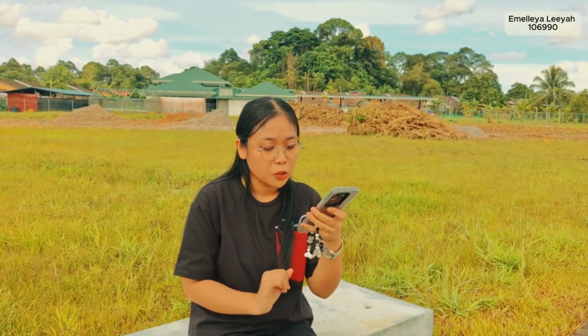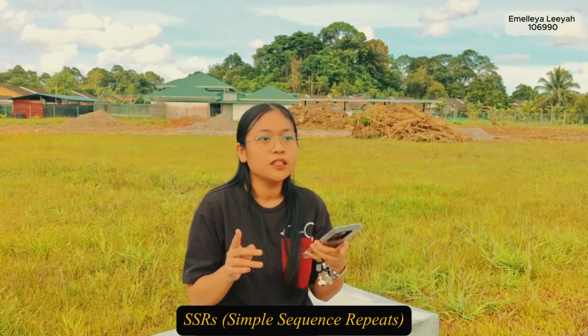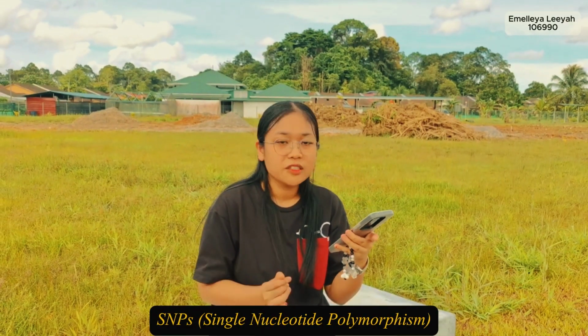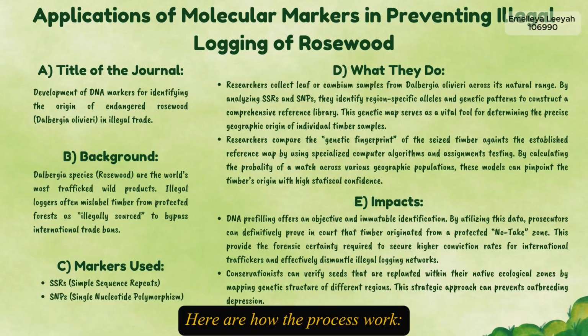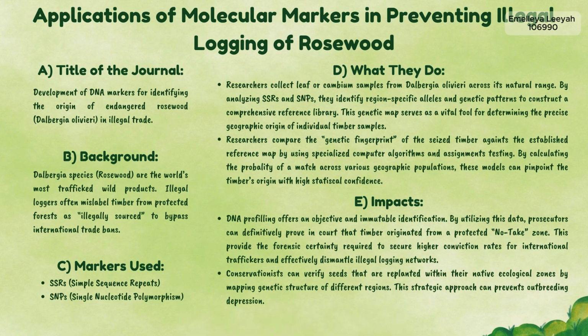Researchers use molecular markers such as SSR, simple sequence repeat, and SNP, single nucleotide polymorphism. Here is how the process works. Researchers collect leaf or cambium samples from Dalbergia oliveri across its natural range. By analyzing SSR and SNP, they identify region-specific alleles and genetic patterns to construct a comprehensive reference library. This genetic map serves as a vital tool for determining the precise geographic origins of individual timber samples.